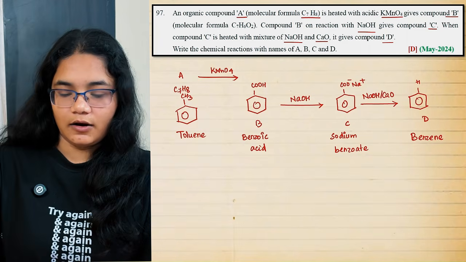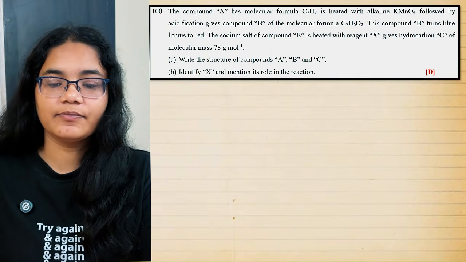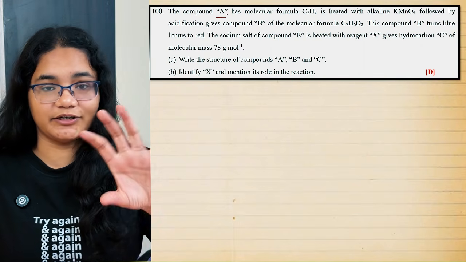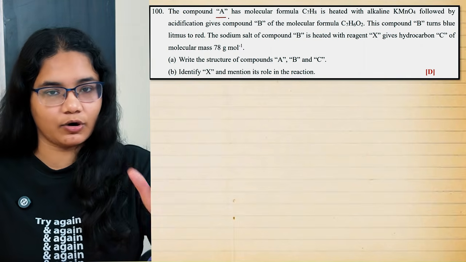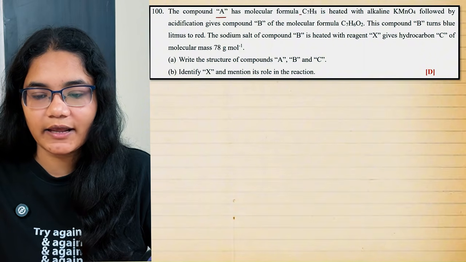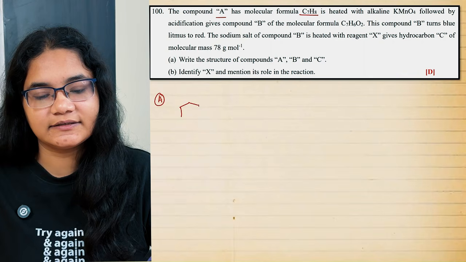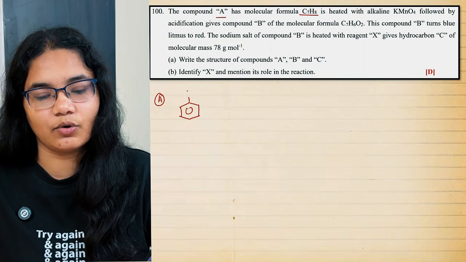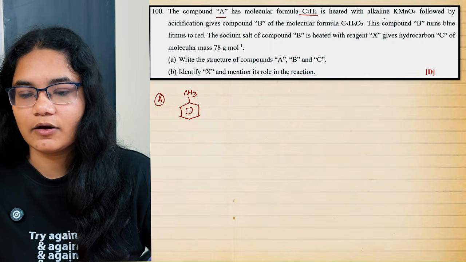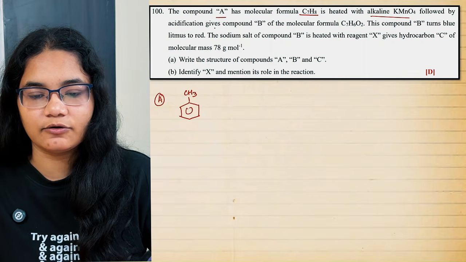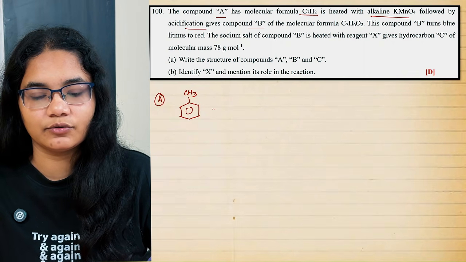Okay, now we'll move to next question number 100 here. Again these question numbers are from the model question bank. Now a compound A has molecular formula of C7H8. So again I can very well predict C7H8 means it has to be toluene. Now it is heated with alkaline KMnO4 followed by acidification to give you compound B.